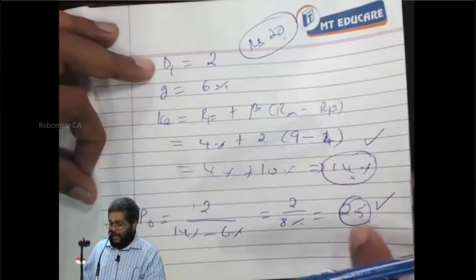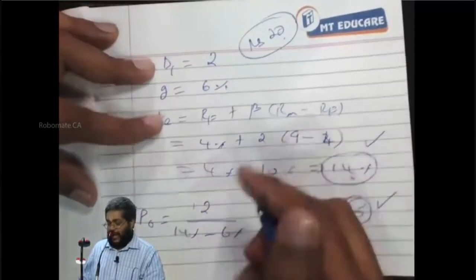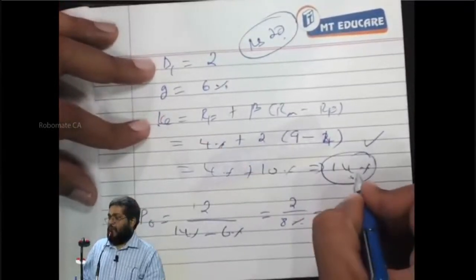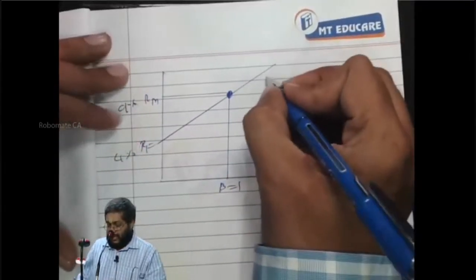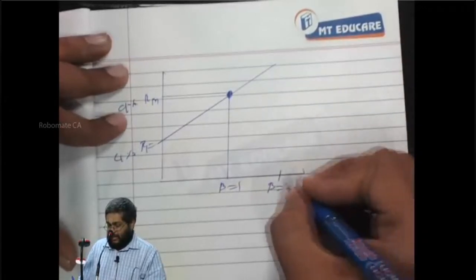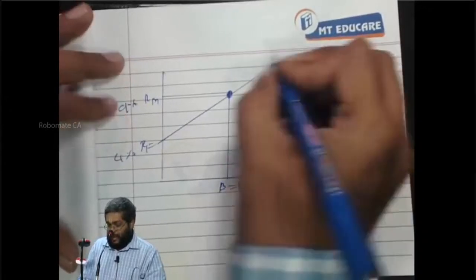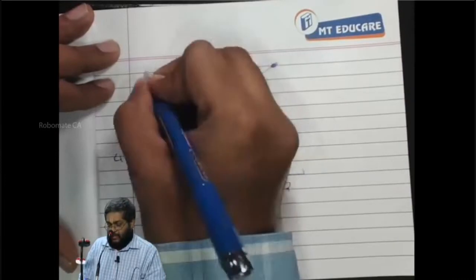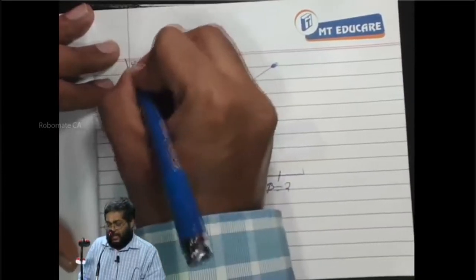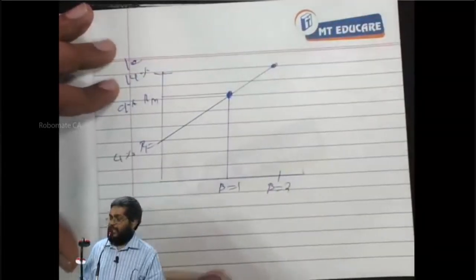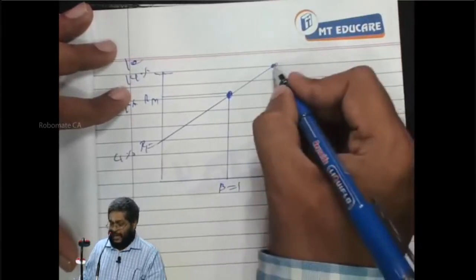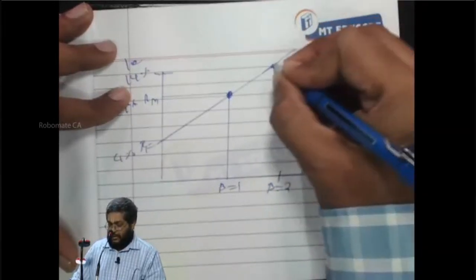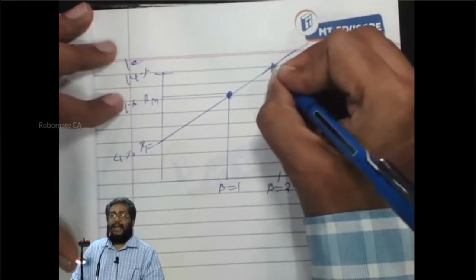For a beta of 2 times, the return I should require is how much percent? 14%. Now look at this. That means for a beta of 2 on the line, the return should be 14%. The K should be 14%. Everybody, are you following what I am saying? For 2 times beta, I should require 14% return as per the CML.